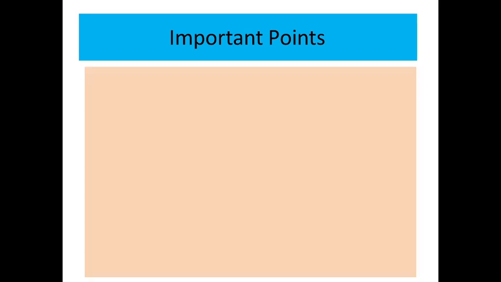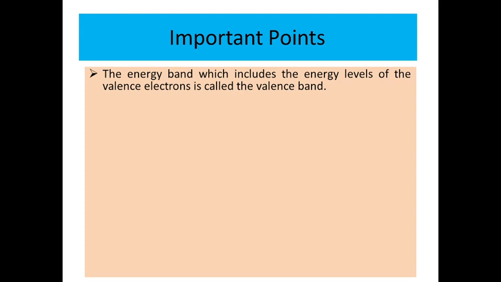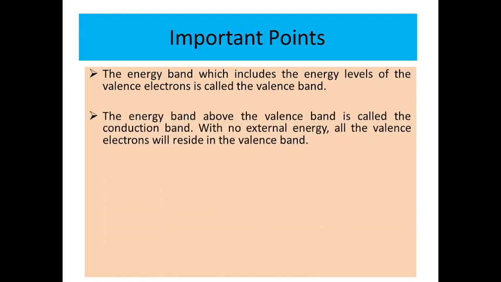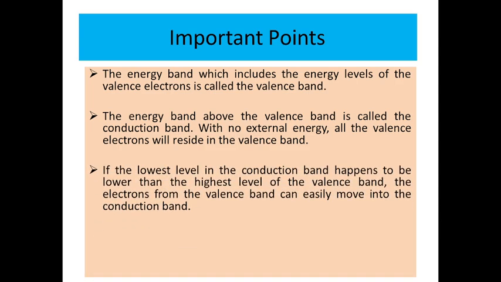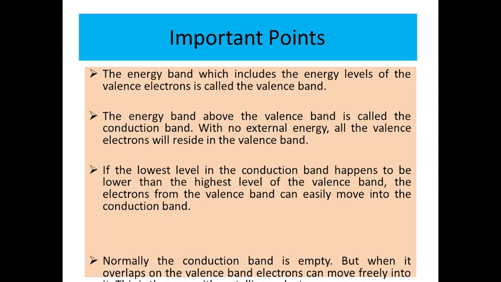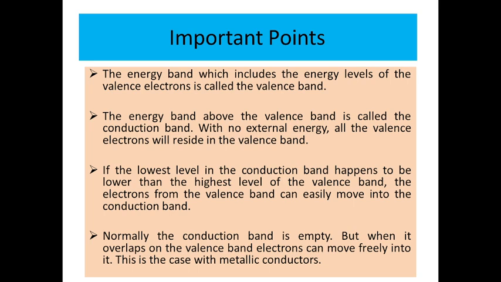Some of the key points you should remember here: the energy band which includes the energy levels of the valence electrons is called the valence band. The energy band above the valence band is called the conduction band, which has no electrons inside. If the lowest level of the conduction band happens to be lower than the highest level of the valence band, electrons will move from valence band to conduction band. Normally the conduction band is empty, but when it overlaps with the valence band, the electrons can move. This is only possible when metallic conductors are there.